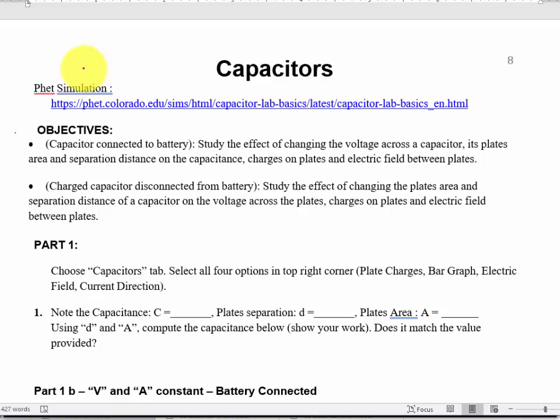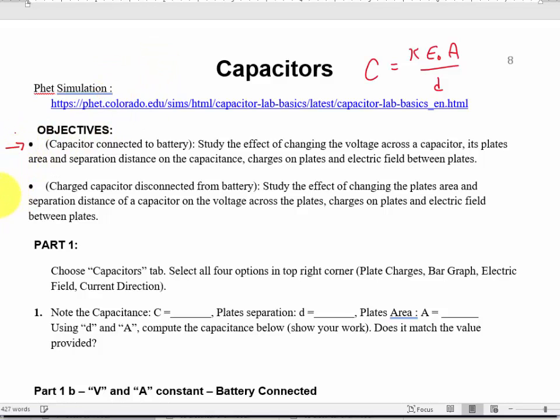Alright, this is an introduction for the capacitor lab, and it is relatively straightforward. Something we know about capacitors is we can calculate the capacitance if we know a couple of things. We know that the capacitance is going to be equal to the dielectric constant, epsilon naught, the area, divided by the distance.